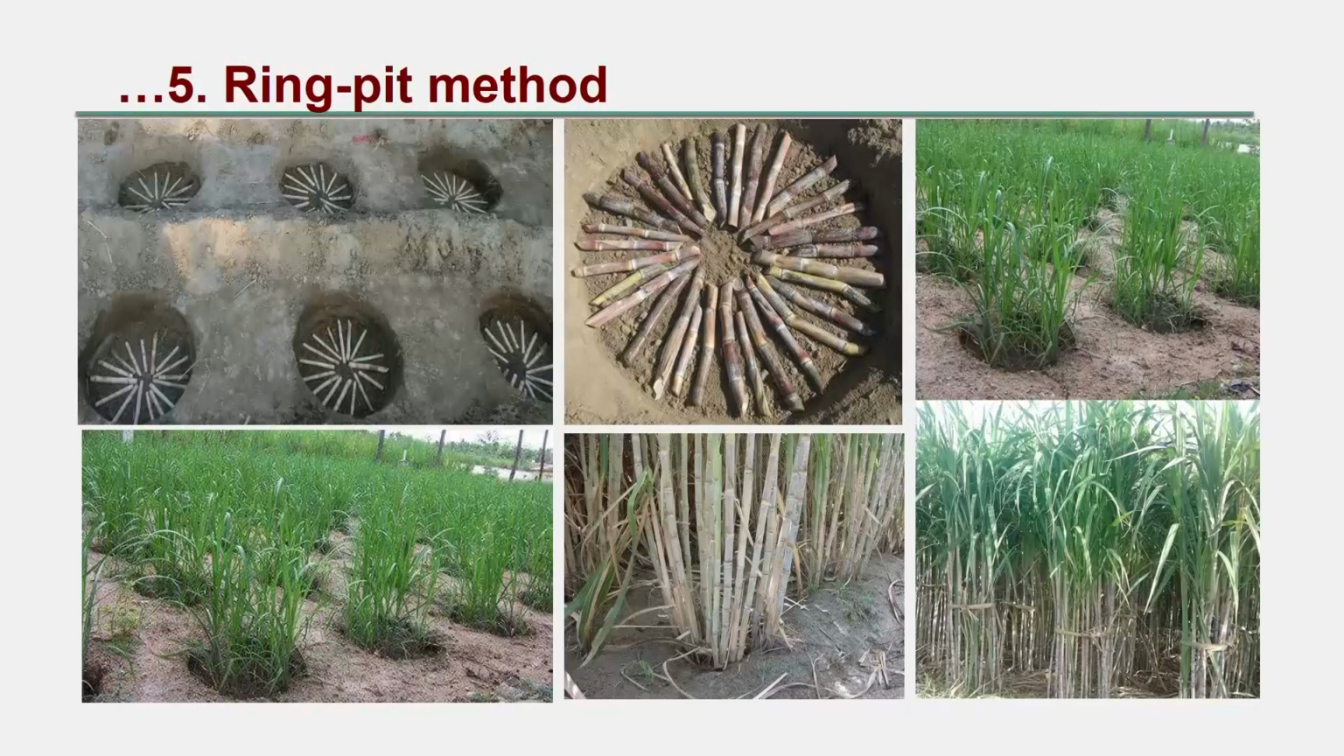Now you can see how this method, the ring pit method, works. These are the pits, they are made, and inside them certain counted sets are kept in this circular fashion, and there are some distances that have already been told to you. Then it looks like this at the time of sowing, and when it germinates, you will see this kind of growth of cane in this method. In certain areas and countries it has been adopted at a smaller scale, but in India it is not a very common method.